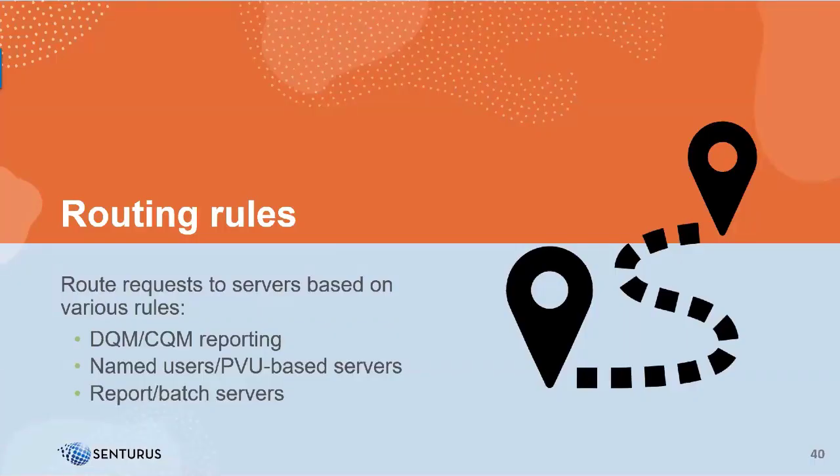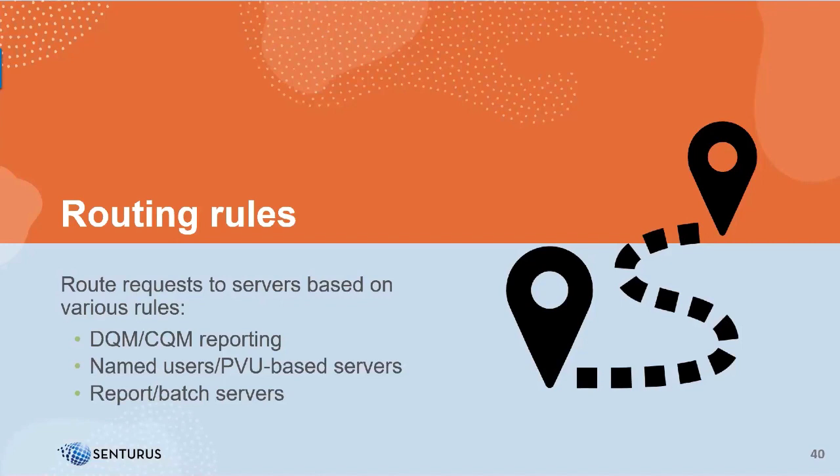Routing rules are another feature that's commonly overlooked. These can be set up to direct users to specific servers for various reasons. So if you are supporting CQM and DQM, or you have cubes but you want your servers to run in 64-bit mode, you could set up routing rules that have specific packages get routed and run directly on specific dispatchers.